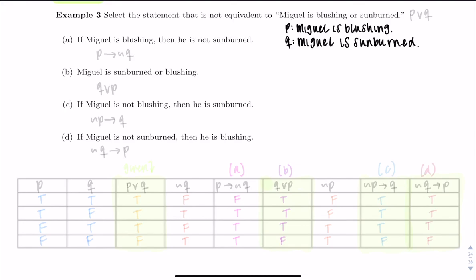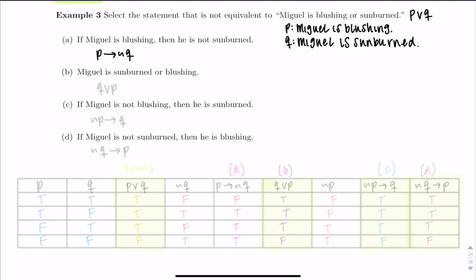And so the original statement that's given over here is P or Q. Let's go ahead and write each of these as the symbolic statement so our truth table will be easier to look at. So if Miguel is blushing, then he is not sunburned. So that's a conditional statement. If P, arrow, not Q.